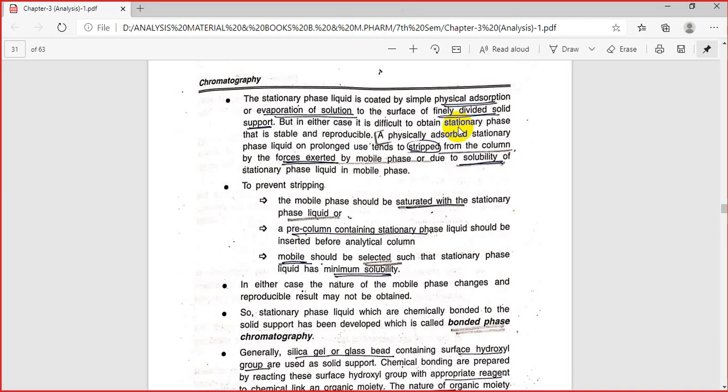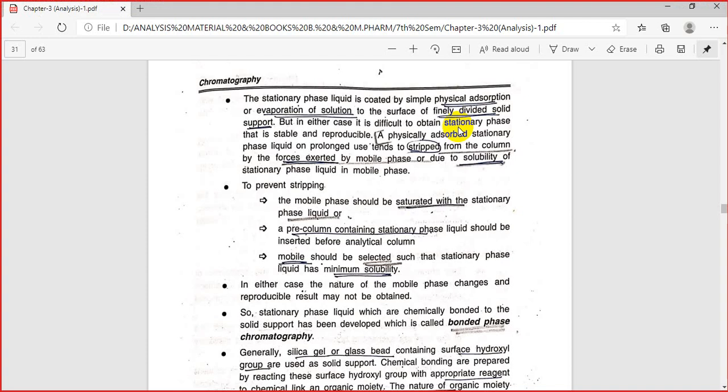So to prevent this removal of the stationary phase from the column by dissolving or interacting with the mobile phase, what should be done? To prevent such stripping, the mobile phase we use should be saturated with the stationary phase liquid. Before allowing the mobile phase to pass over the stationary phase, you should saturate it with the liquid which we are going to adsorb on the stationary surface.